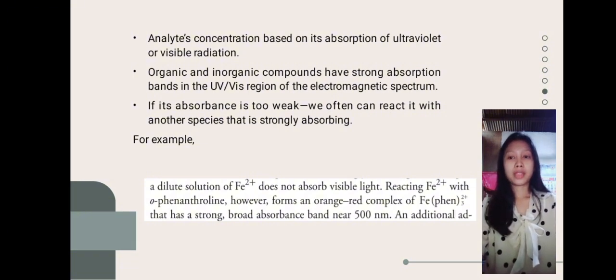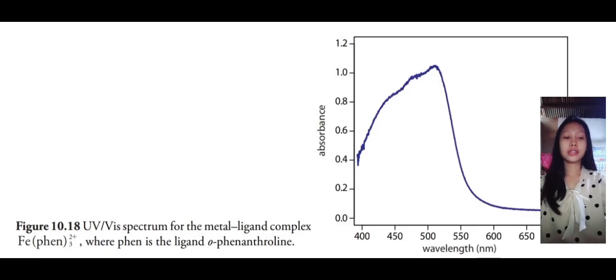For example, a dilute solution of iron(II) does not absorb visible light, but reacting the iron(II) with phenanthroline forms an orange-red complex of iron phenanthroline that has a strong broad absorbance band near 500 nanometers. Here is an illustration of absorbance versus wavelength. As you can see, around 500 nanometers the absorbance is high.